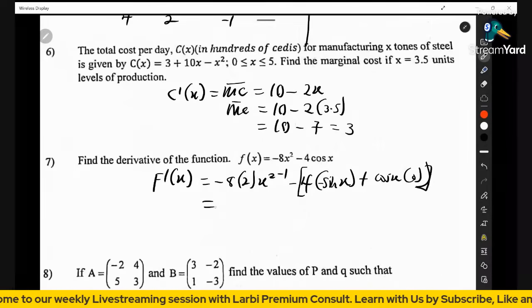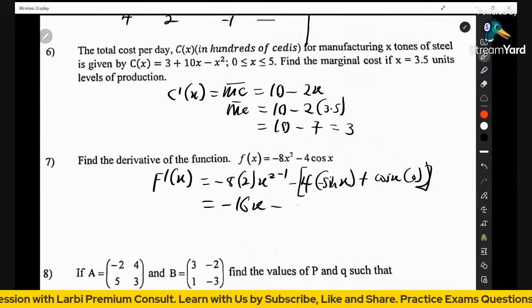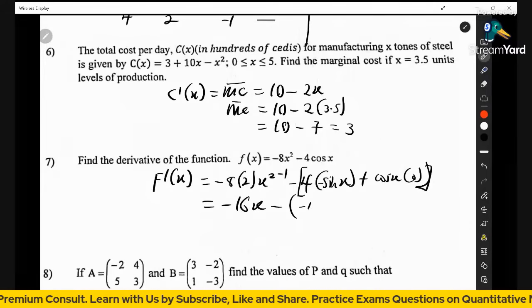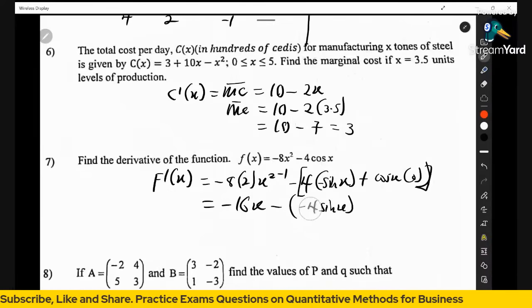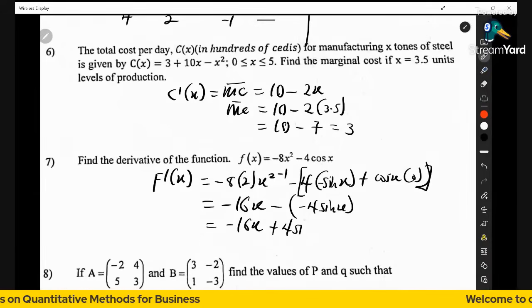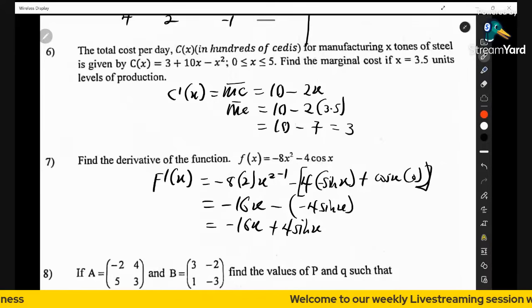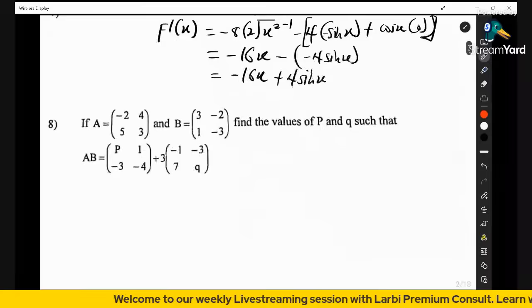So I know that we are getting what? Negative 16x. Then you have negative here, into bracket, negative 4 sine x. So when two negatives meet, actually result to positives, we're going to get negative 16x plus 4 sine x. Then you are done. So this is how you should be able to differentiate the function of this kind. So let's take note of that.